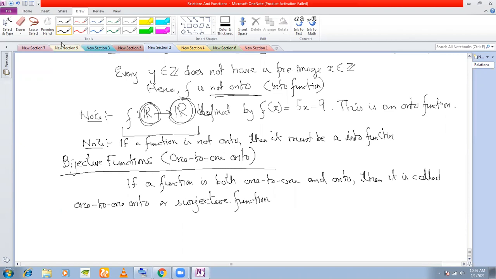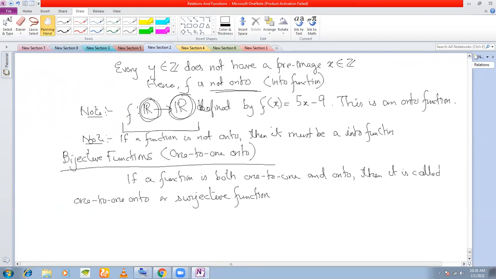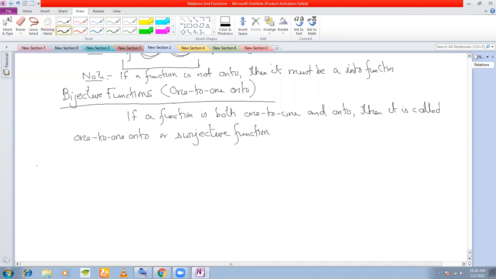Let us do one problem here. I don't know whether I have time, but let me just write the problem. If A is equal to R minus {3} and B is equal to R minus {1}, can you tell me what do you mean by R minus 3?